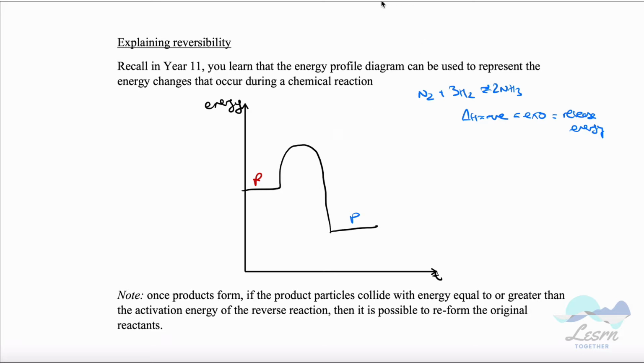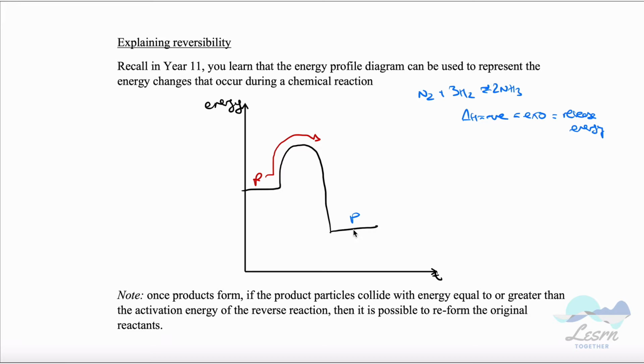And so what's essentially happening in a reversible reaction is, well, obviously you have the forward reaction. So you have the nitrogen colliding with the hydrogen to form ammonia. And the collision of the nitrogen and hydrogen is essentially going to overcome that activation energy there. So that's the activation energy of our forward reaction. So you have the reactants overcoming that activation energy by colliding, and then going to form ammonia.